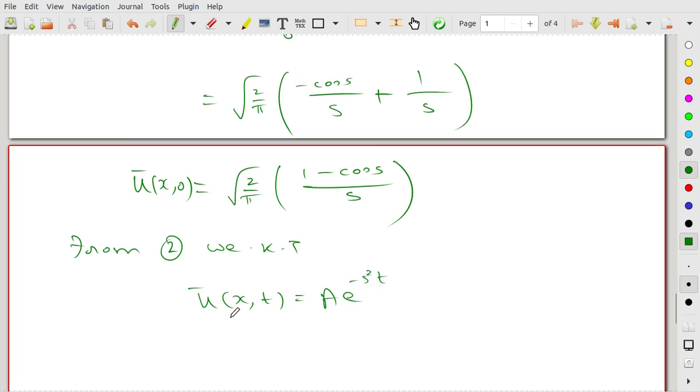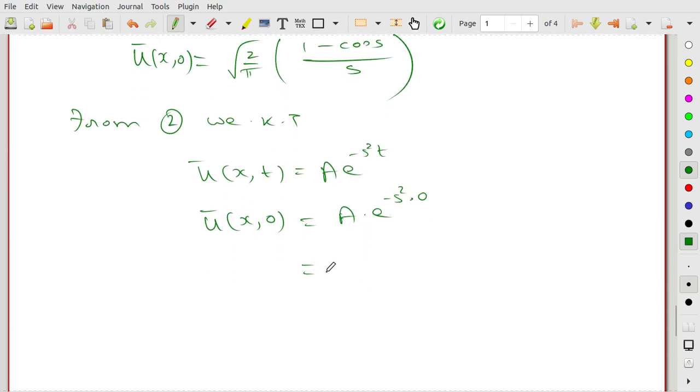Okay, here if we substitute u bar of 0 at the time t equal to 0, therefore we have a into e power minus s square into 0. Okay, instead of t, let me put 0. Therefore we have, so this be equation 3, and here we have a into 1. Okay, therefore u bar of x comma 0 equals to a. Okay, and this be equation 4.